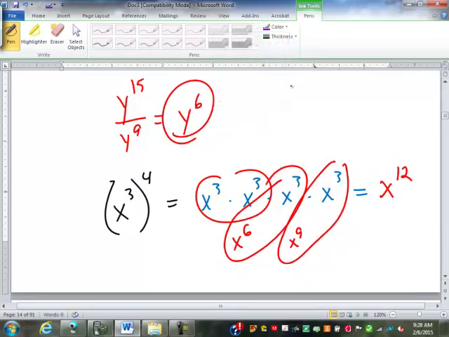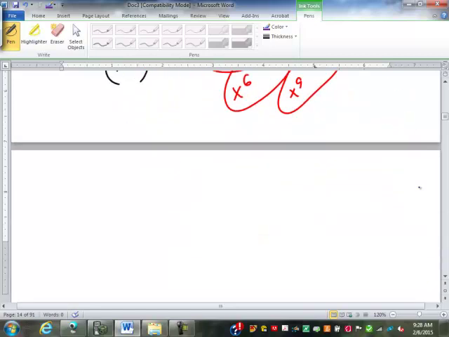Now this one's a little bit more difficult to see, but if you look closely, again, there's a shortcut you could use with just the powers. Here, when you're taking a power to another power, you could multiply them. 3 times 4 makes 12. So if we had y to the 8th to the power of 5, that's going to give us y to the 40th. Good.